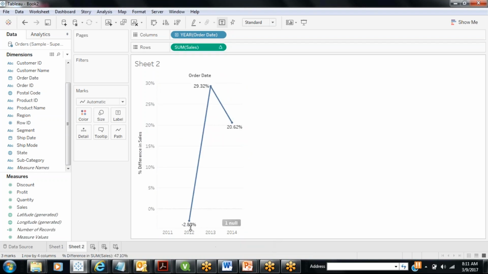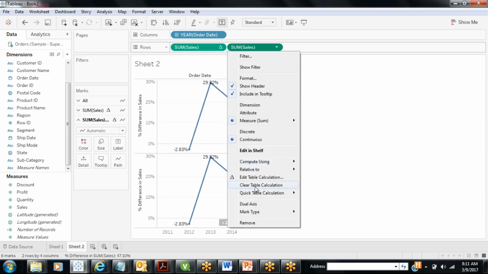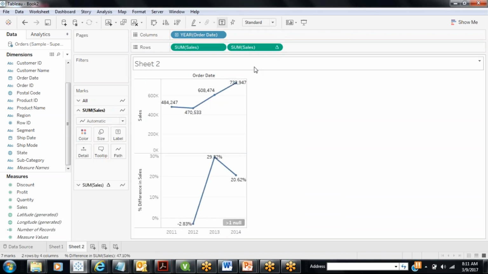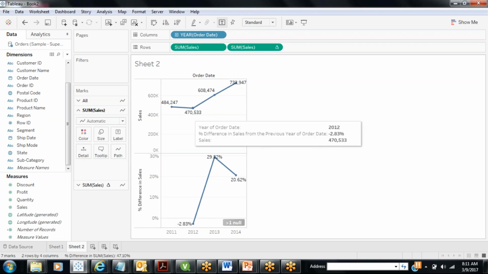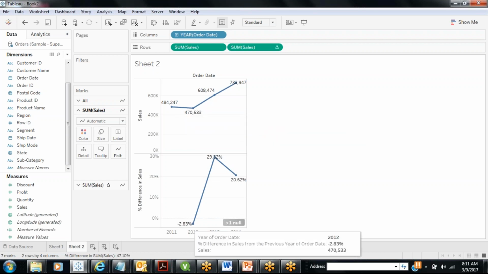So now in this you see here, I take this and keep it here, and this one I clear. So this is my sales and this is my year over year. So 484, before that there is no year, so 0. There is no year over year growth. When it comes here, this is lesser. So from this year to this year, you are at minus 2.83.